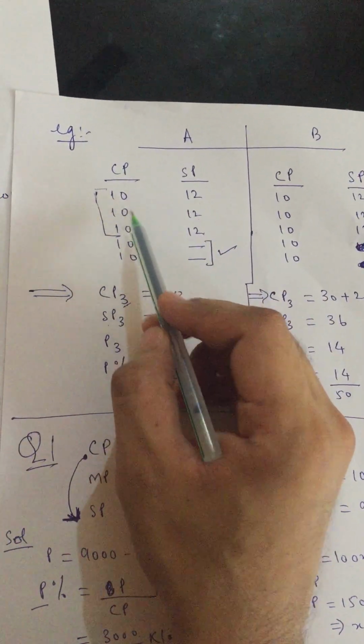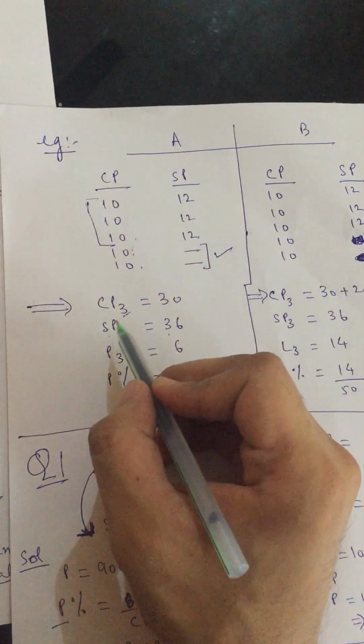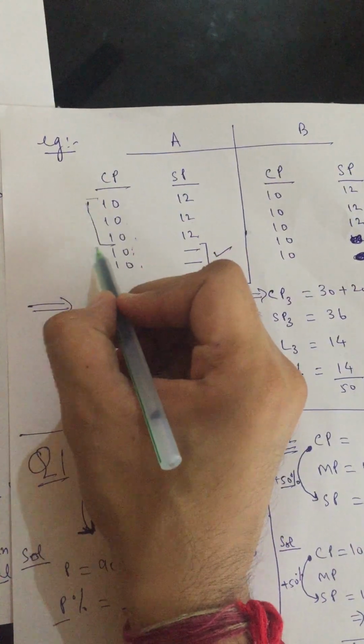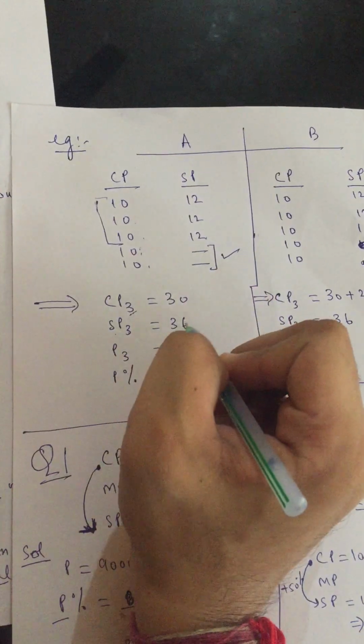Now CP of 3. Why not CP of 5? Because only that much quantity is considered which is put in the transaction. So CP of 3 is 30, SP of 3 is 36.